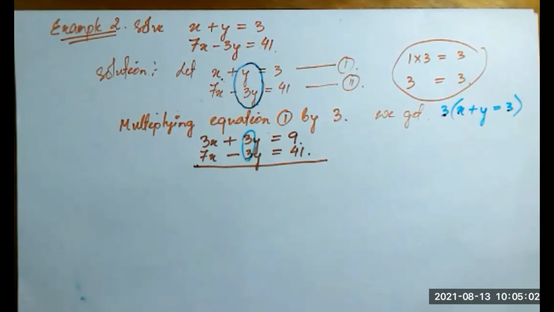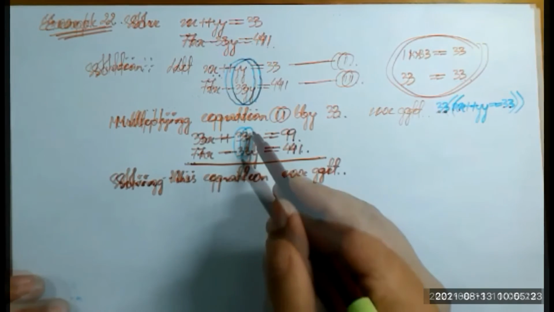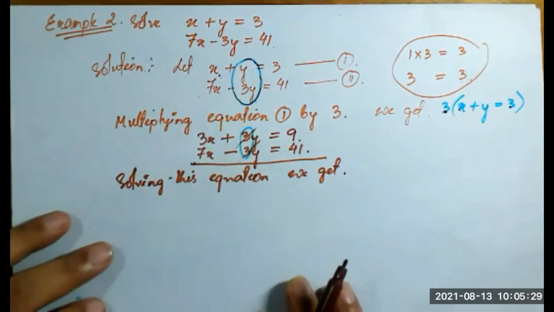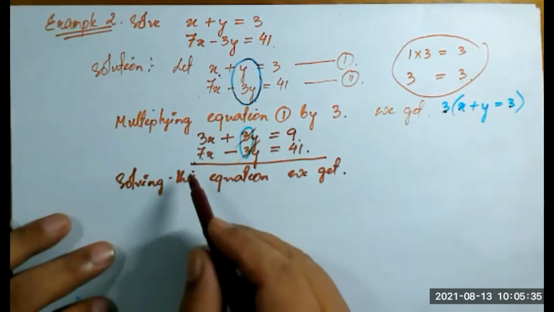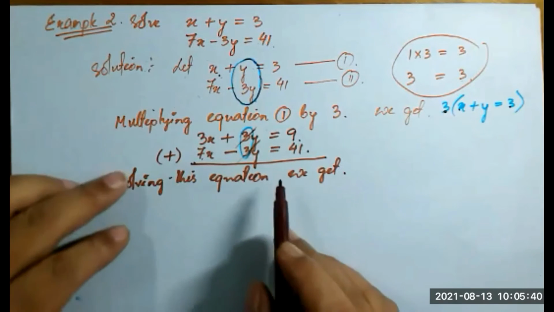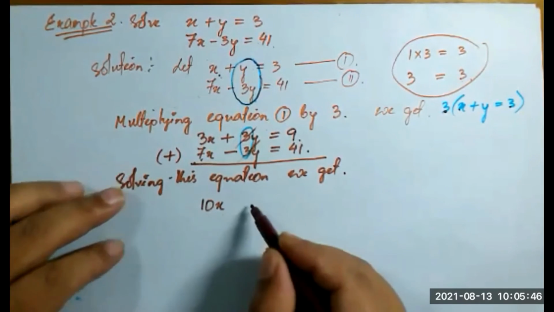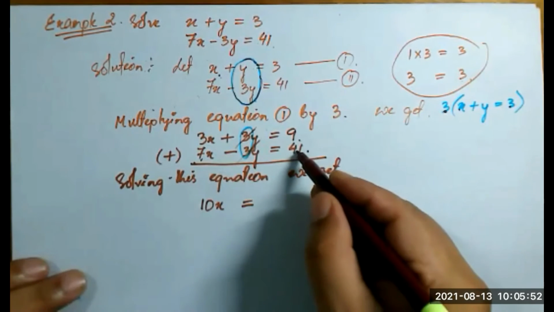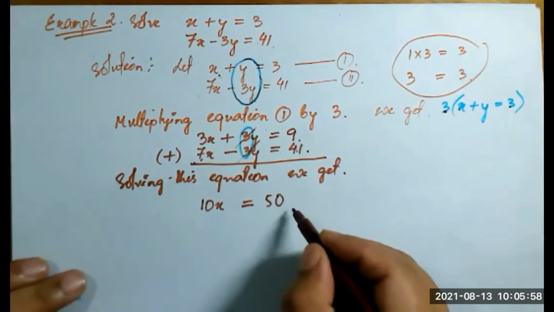From here, solving this equation. 3y and 3y, one is plus, one is minus, so we can eliminate it already. 7x plus nothing changed, so 7 plus 3, 10x. Since this is already eliminated, there's nothing left. And here 41 plus 9 is 50.